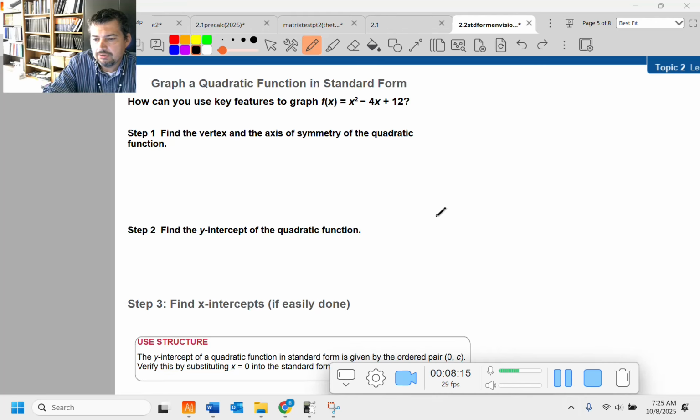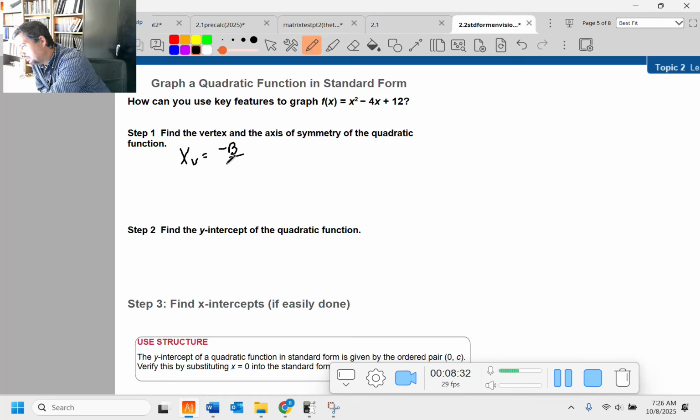Alright, so here the goal is to graph f of x equals x squared minus 4x plus 12. Step 1 is to find the vertex and the axis of symmetry. There are other ways of doing this, but we're going to follow this textbook. So again, the x-coordinate of the vertex is opposite b over twice a. Memorize that. Just put it in your heart. Of course, we have to pick out a, b, and c. A is 1. B is negative 4. It's not negative 4x. It's just negative 4. And c is 12. The same kids who have a hard time with y equals mx plus b have a hard time picking out a, b, and c.